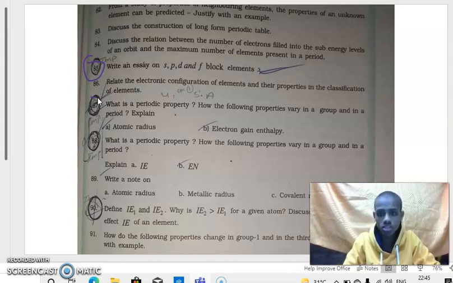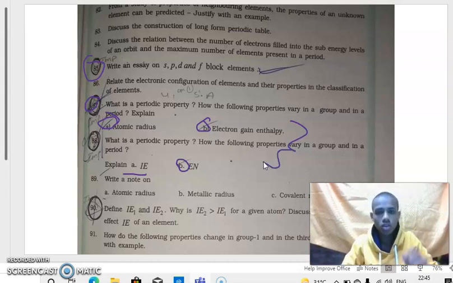And second important question in second lesson is, what is a periodic property? How do the following properties vary in a group and in a period? Explain atomic radius, electron gain enthalpy, ionization energy and electronegativity. You need to focus on all these 4. These are most important.